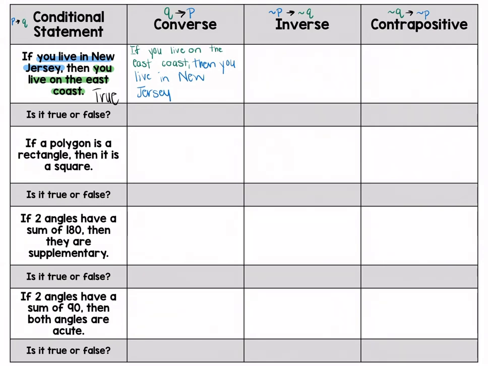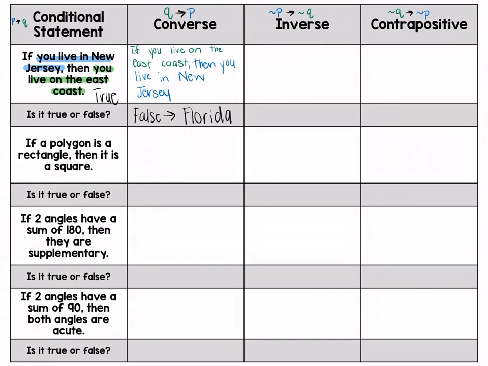Well, is that true or false? That is actually false, because you could live anywhere on the East Coast, right? New Jersey is not the only state on the East Coast. You could live in Florida. Florida is on the East Coast. So that is a false statement. So when we rearrange the statements, sometimes it changes the meaning of them.